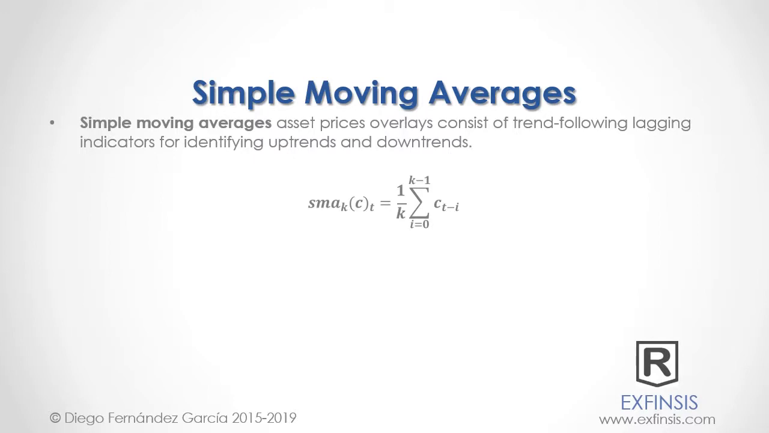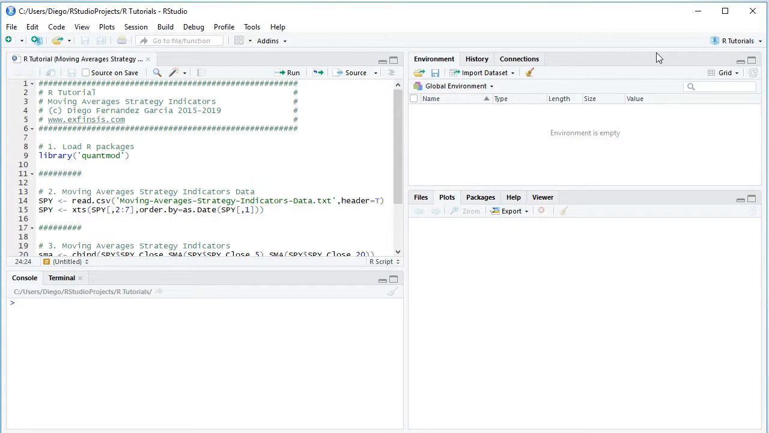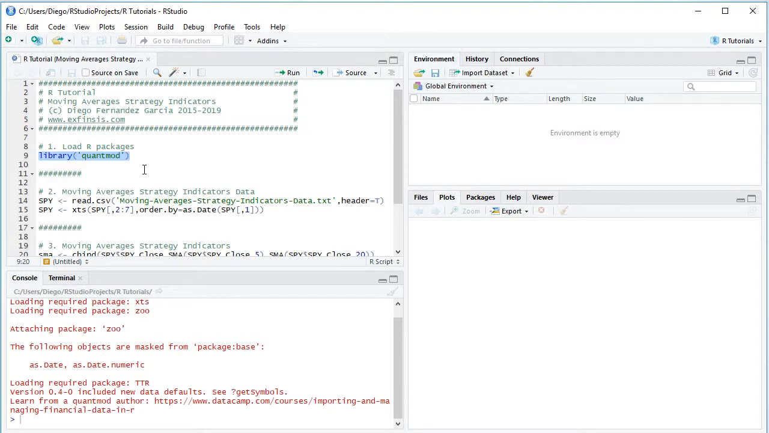Great. So let's go into RStudio so that we can study simple moving averages in greater detail. Excellent. So here we are within RStudio. The first step within the tutorial is to load the R package. This is done with the library command, and within it we have, within quotations, the package name. In this case, we'll be using quantmod. So we select that code line and click Run or Ctrl Enter on the keyboard, which is equivalent.